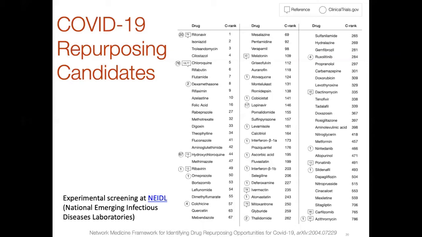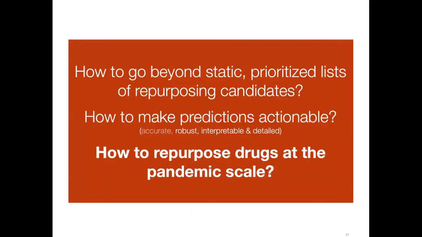But what I really want to talk about here in the context of BioVis is a question that I got while working on this project, as well as other projects and collaborations with domain experts. The question was, how can we go beyond this static prioritized list of repurposing candidates?